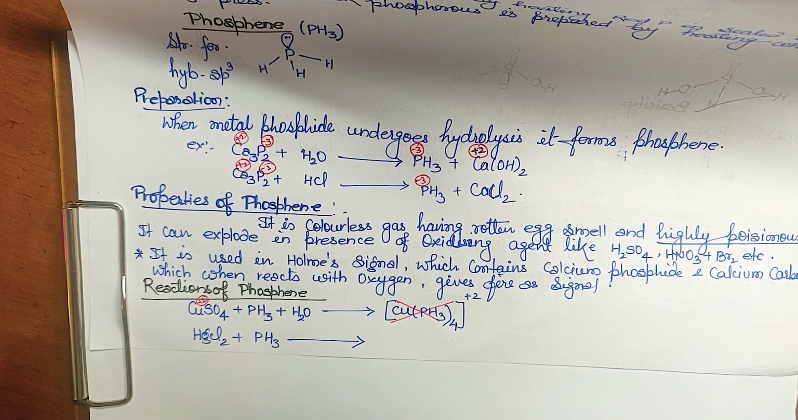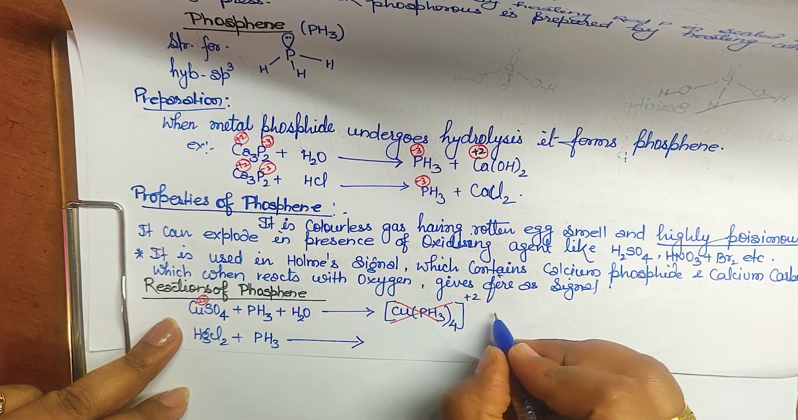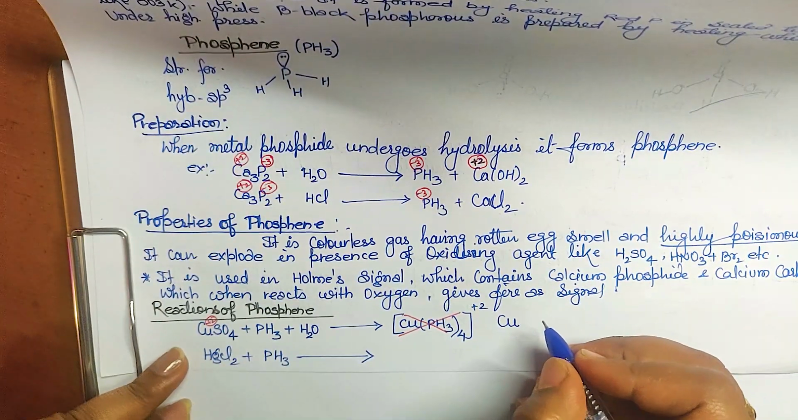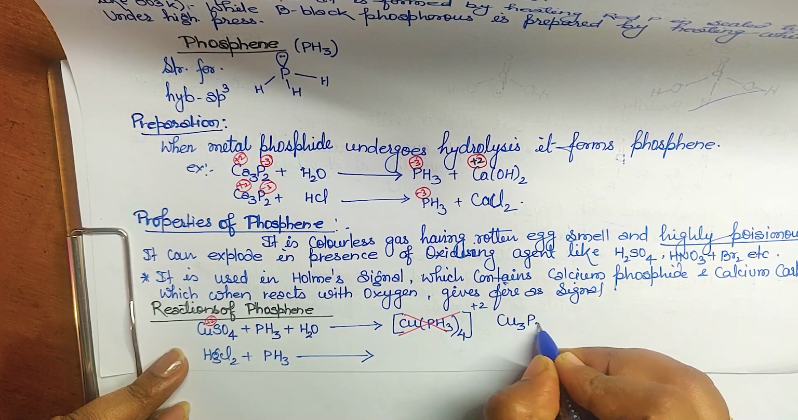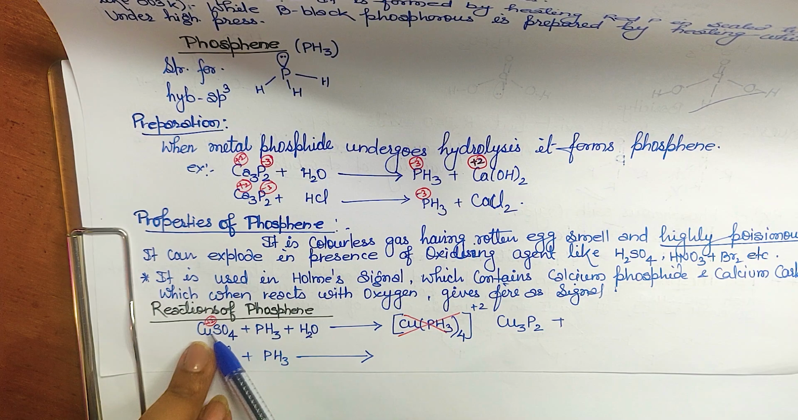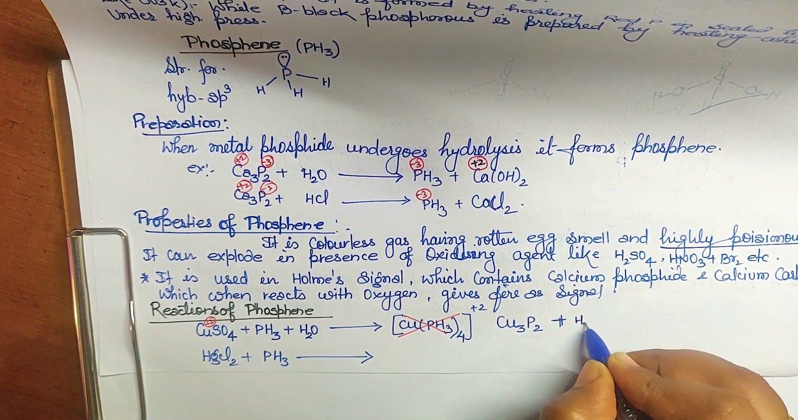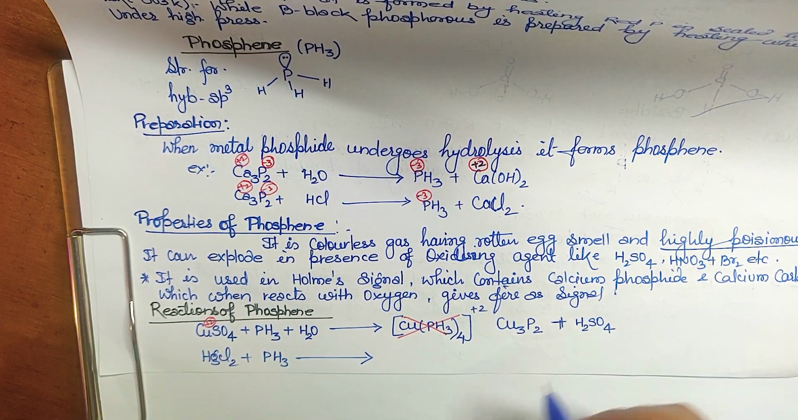Understood? So what next? Water is there, so it is a hydrolysis case, which means the oxidation number shouldn't change. This is Cu, a metal, so what will we make? A metal phosphide, isn't it? So we can make Cu3P2. And what next? P is used, copper is used, and we have H, sulfur and oxygen, so you can make H2SO4.